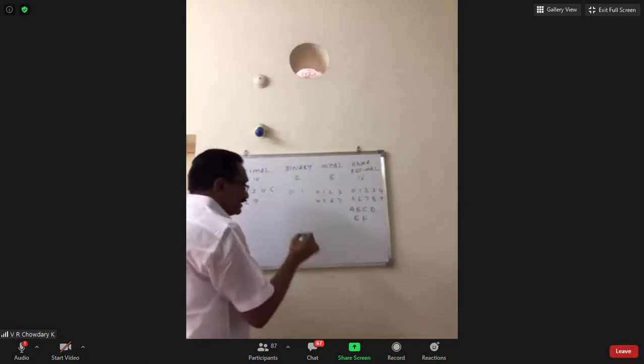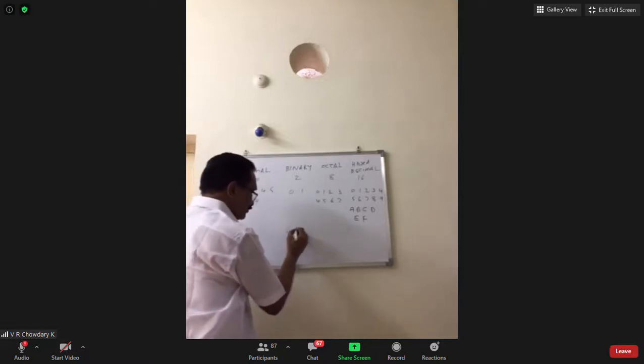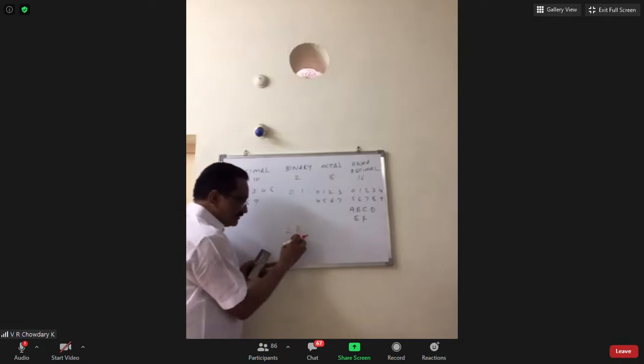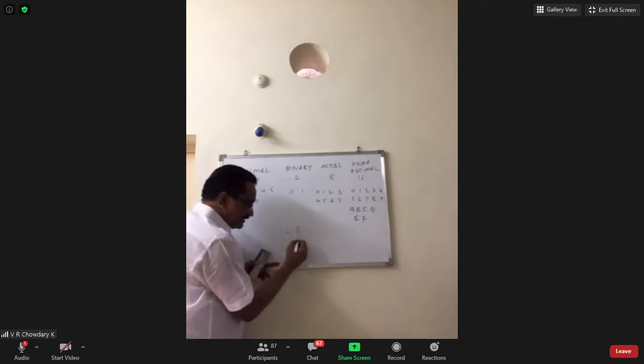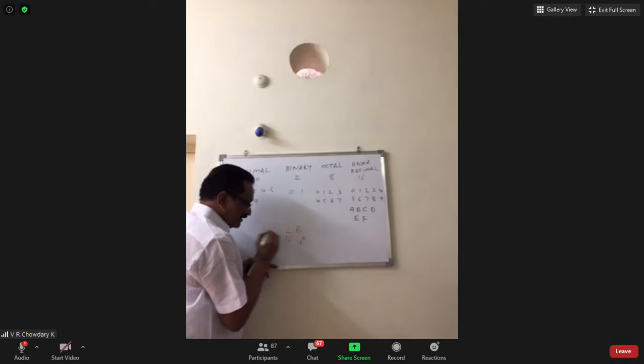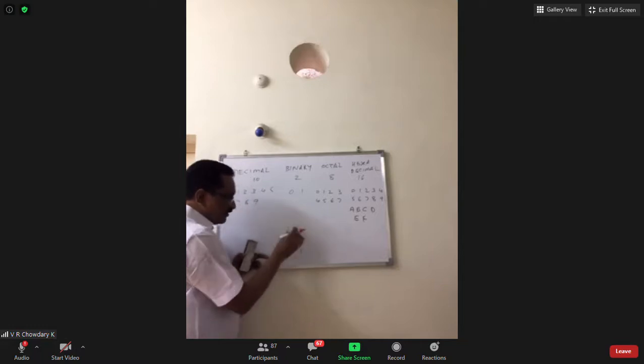Say for example, a simple 2-digit hexadecimal number, 2B. What is the weight of this digit position? 16 to the power of 0. What is the weight of this digit position? 16 to the power of 1. So 16 to the power of 0 is equal to 1. 16 to the power of 1 is equal to 16. What is the decimal equivalent of 2B?